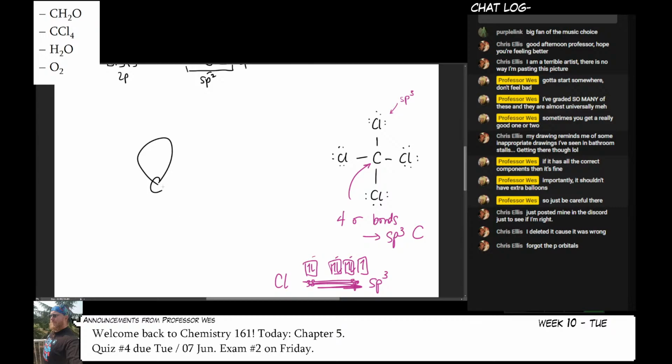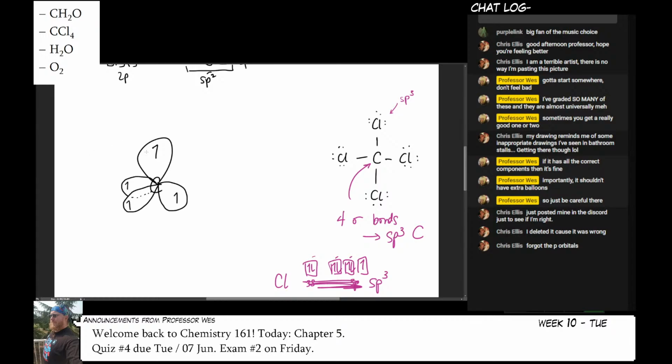That was terrible. Try again. I can undo on my tablet. You can't really undo on paper. So if you have a hard time with drawing it, that's totally okay. So there's my carbon. 1, 2, 3, 4.